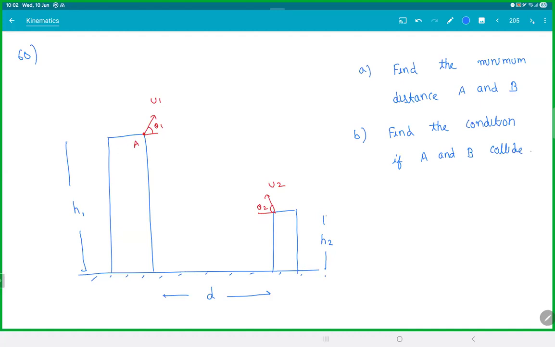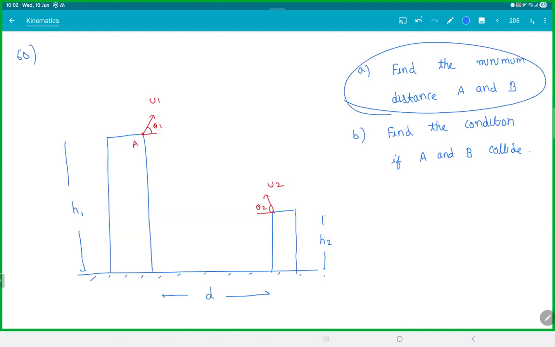Let's get the first part. But I'll tell you one thing. If I got the first part, if two particles collide, what is the minimum distance between them? 0, right? If D minimum is 0, the second part will come. So get the first part. Find the minimum distance between them.